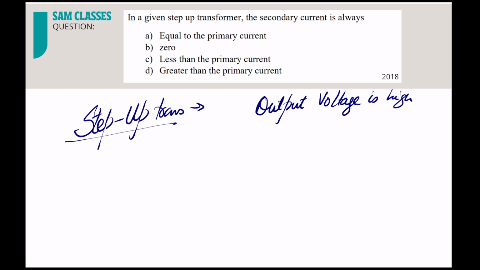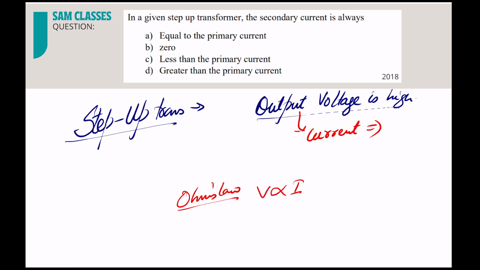Now we know according to Ohm's law, output voltage is high, correct? So what about current? Wait. So voltage is high. So you'll say, sir, Ohm's law, sir. We remember voltage is directly proportional to current. So voltage high, current high. Correct. But in this case, it is not.